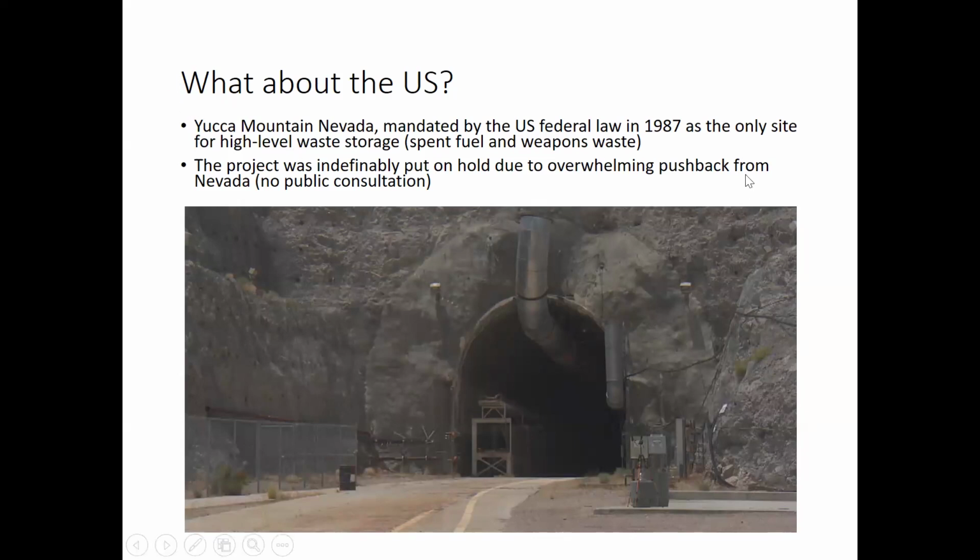So what about the US? They have something of a DGR. I'm not sure if it's really a repository, but it's got some serious controversy surrounding it. It's called Yucca Mountain. It's in Nevada. It was mandated by US law in 1987 after a few years of looking for a candidate site in a series of different states. The underlying reason it was chosen is supposedly the scientific underpinning of it.